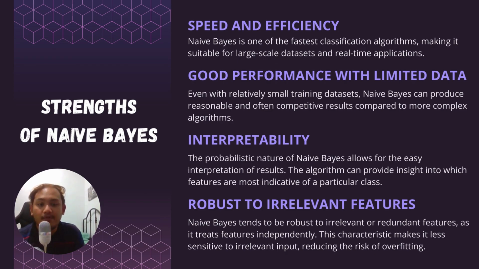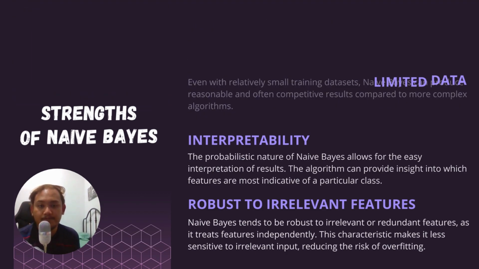The algorithm can provide insight into which features are most indicative of a particular class. And the last one, it is robust to irrelevant features. Naive Bayes tends to be robust to irrelevant or redundant features as it treats features independently. This characteristic makes it less sensitive to irrelevant input, reducing the risk of overfitting.